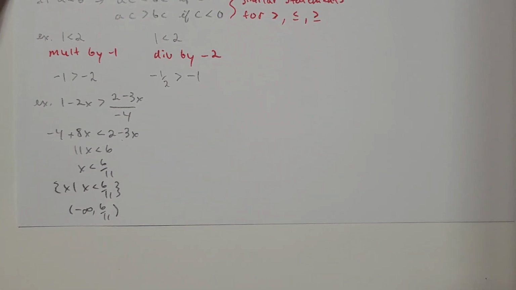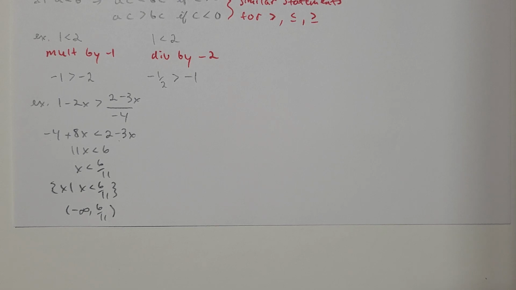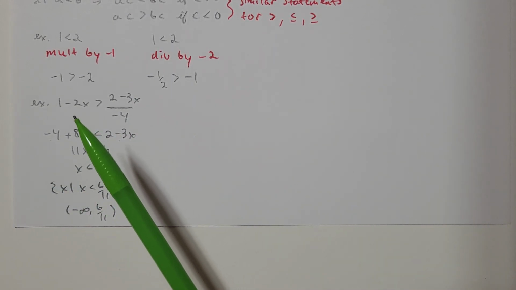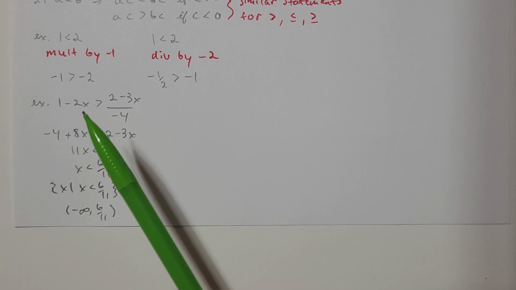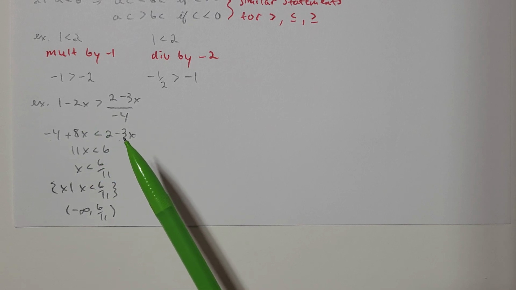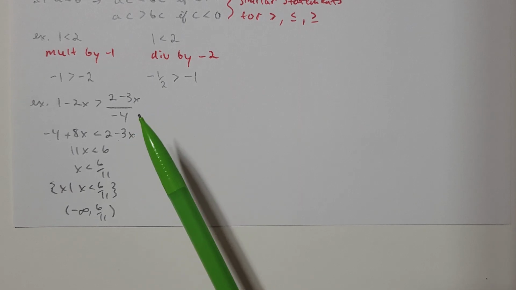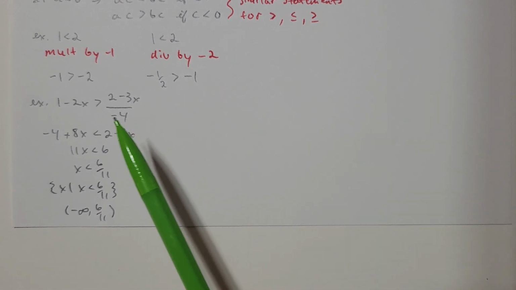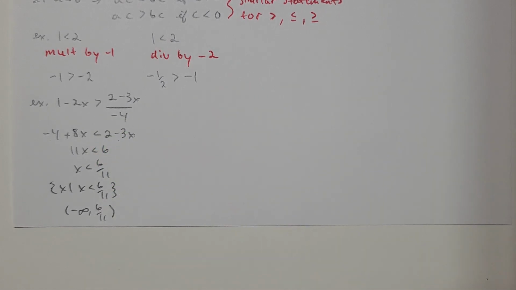So let's take a look at some examples. What if we want to solve the inequality given by (1 minus 2x) greater than (2 minus 3x) over negative 4? Solve for x. Okay, let me begin by multiplying both sides by negative 4. So on the left, I'll have negative 4 plus 8x. And then on the right, I just have 2 minus 3x. Okay, because the negative 4s would cancel. Now, because I multiply both sides by a negative number, negative 4, I have to flip the sign. Okay?